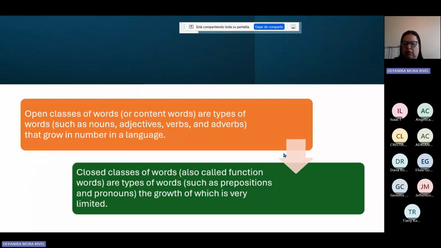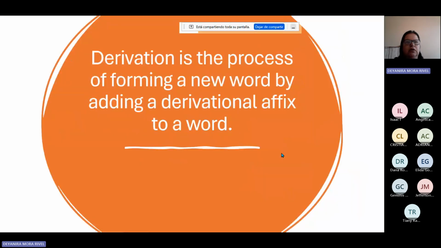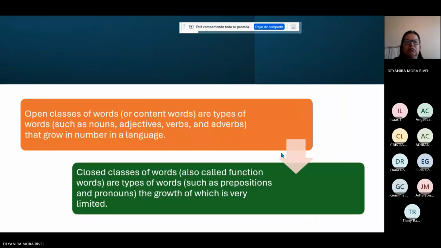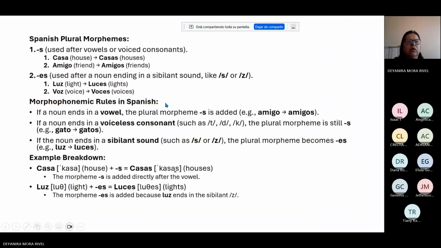Okay, this one is very easy for us to understand. We're talking about the rules. In Spanish, we use an S to make the plural: casa, casas; amigo, amigos. But we use ES to make the plural when there's a final Z in the spelling. See that this is spelling. It's different from other things that we have seen, which is sound.